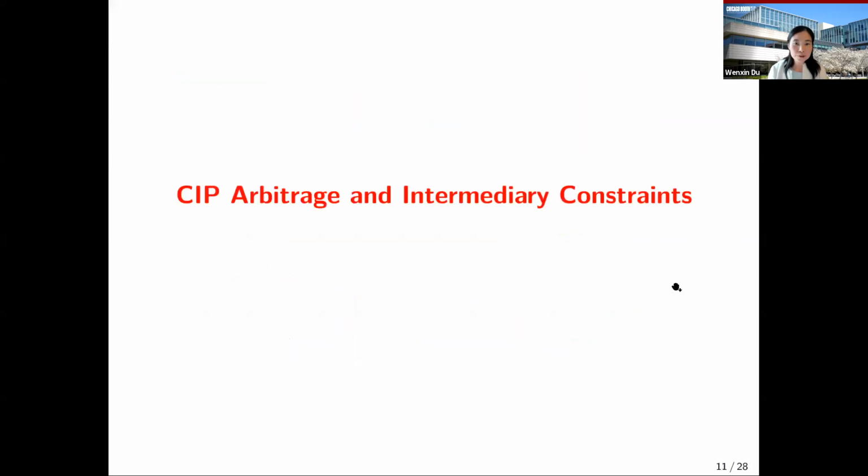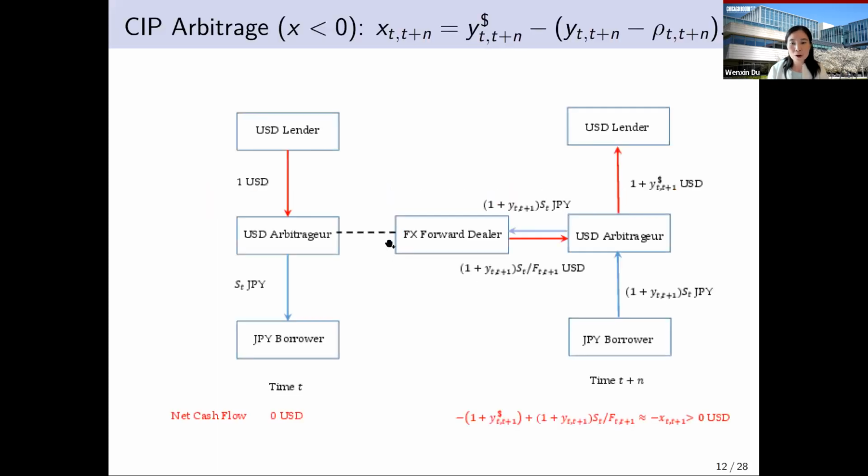Okay, so that's enough for motivation. The next thing I want to comment on is the second motivation we discussed, linking CIP deviation with intermediary constraints. And then I'll say a few words about the relationship between CIP deviation and interest rates, and then we will conclude.